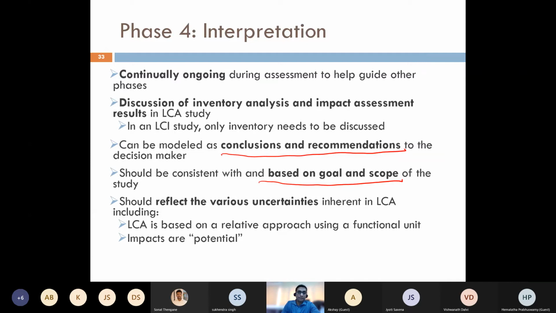And the LCA should also reflect various uncertainties. So it's always recommended that you carry out an uncertainty analysis that will give you an idea which are the particular product stages which are the most uncertain. And this will show you the possible hotspots which need maximum attention. So there might be certain process stages where a small change in the process configuration could lead to a lot of emissions. So you need to highlight those.